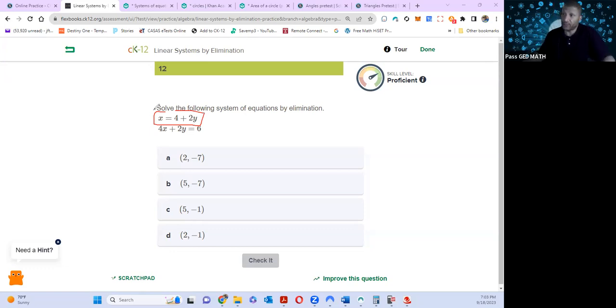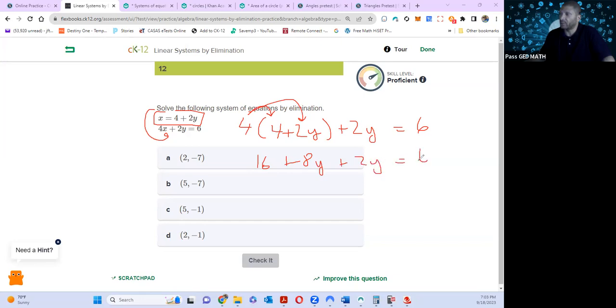But I'm going to substitute everywhere I see x. So 4 times 4 plus 2y, plus 2y equals 6. Again, we got rid of one of the variables. We got rid of x. 16 plus 8y plus 2y equals 6. Combine like terms. 16 plus 10y equals 6. Subtract 16 from both sides.